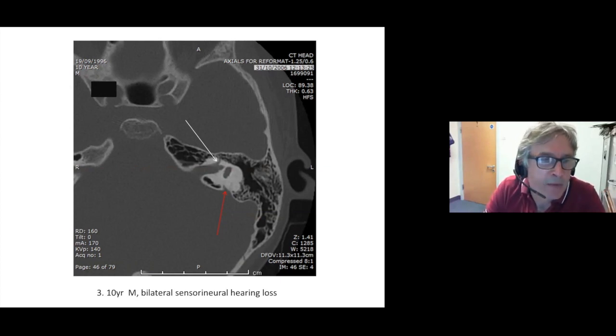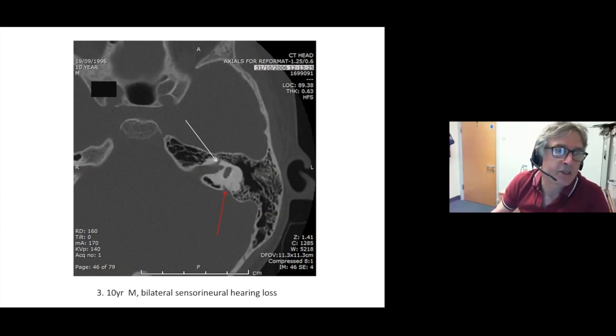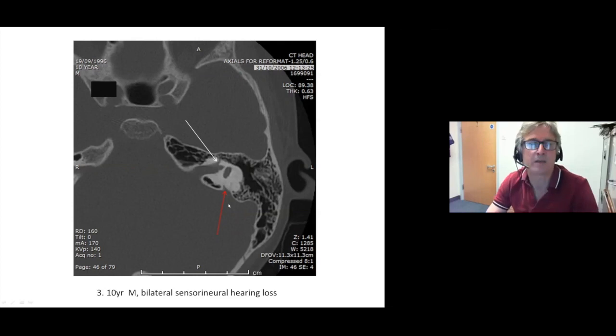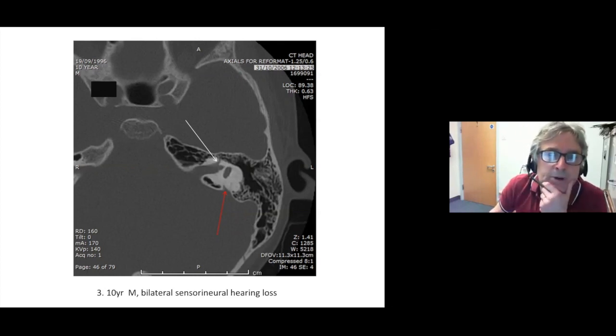This was about 18 months after a severe episode of meningitis. This was bilateral as well. I've only shown you one side. And then a couple of normal structures. We've got the labyrinthine portion, the first portion of the facial nerve canal, just here. And the red arrow is pointing to the endolymphatic sac, or the entrance to the vestibular aqueduct.